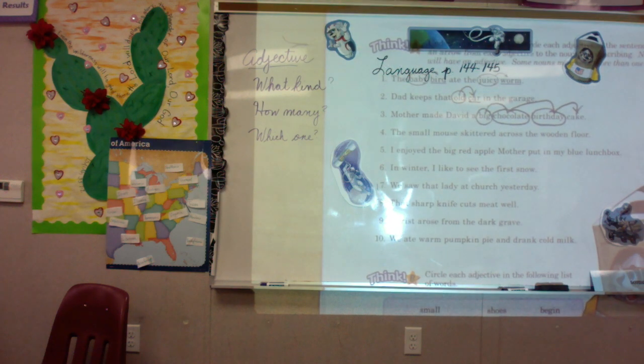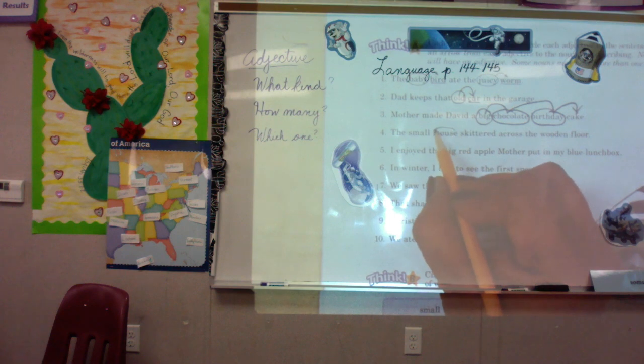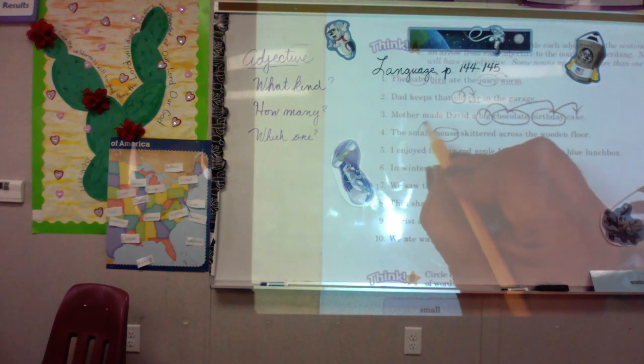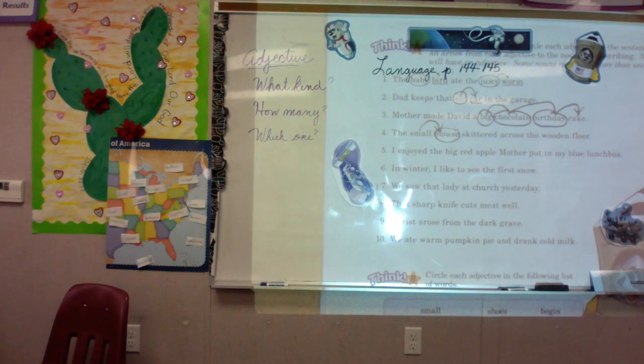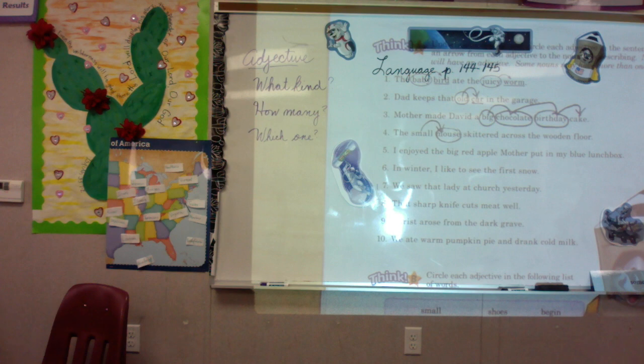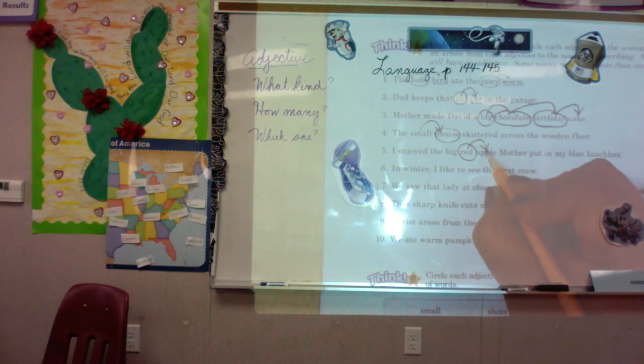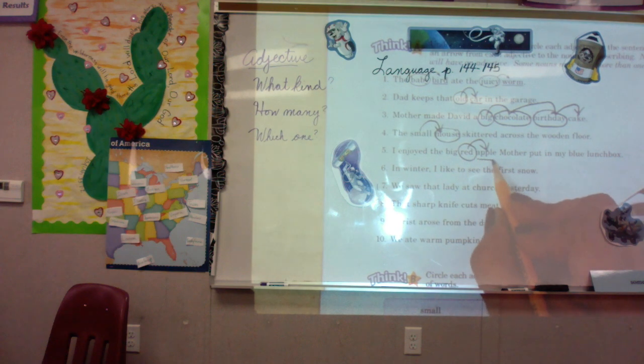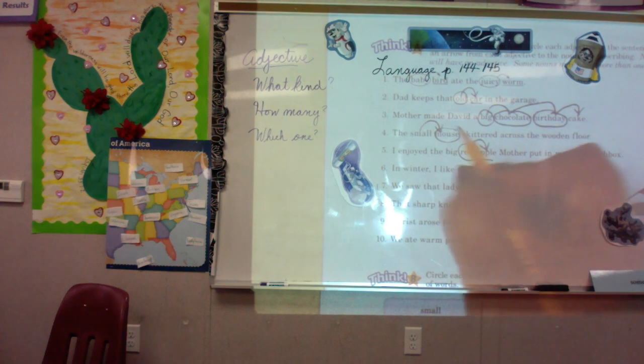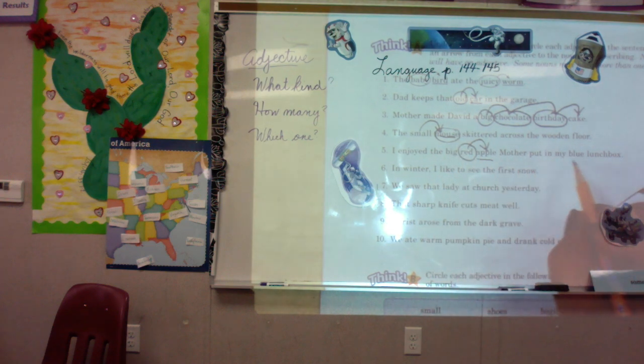Okay, the small mouse skittered across the wooden floor. So our noun is mouse. What did he do? He skittered. This is your verb. Next: I enjoy the big red apple Mother put in my blue lunchbox. Your adjective is red and it's modifying apple. And that is your noun. The noun was apple. The noun was mouse. Over here, the noun is lunchbox. The adjective is blue and is describing the lunchbox.